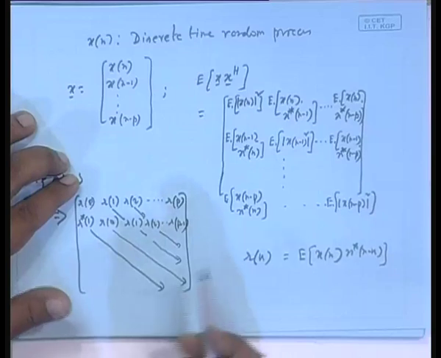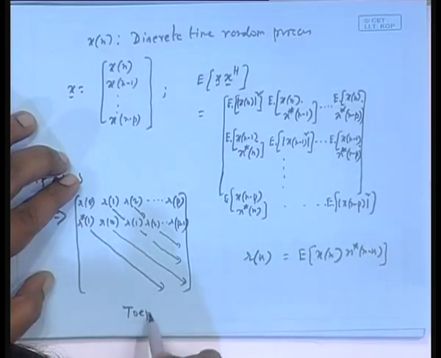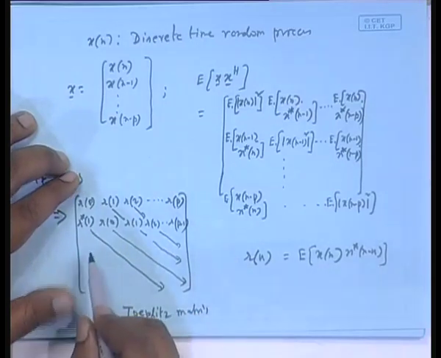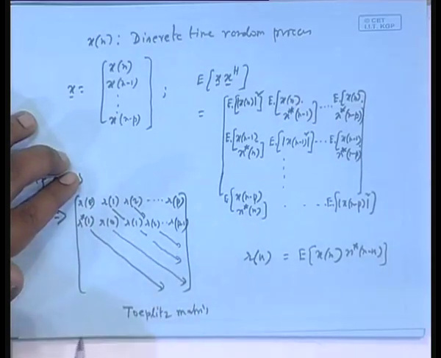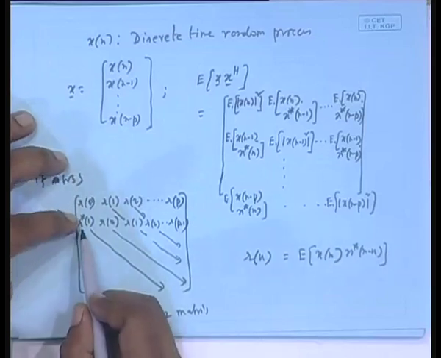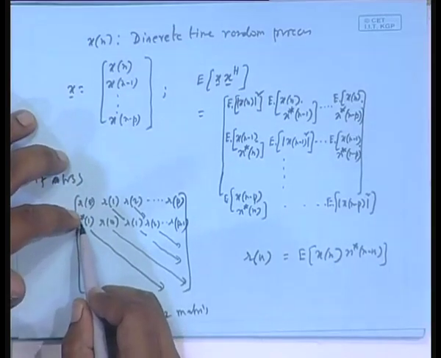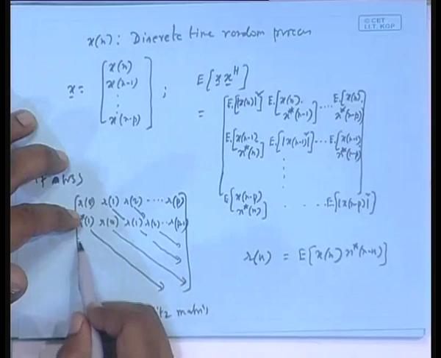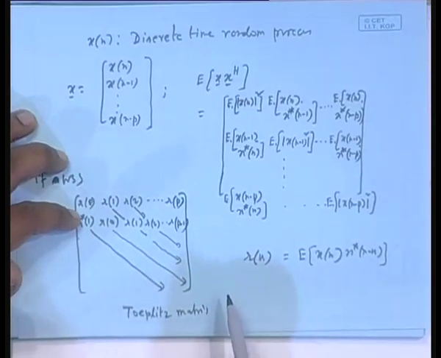This kind of matrix is called a Toeplitz matrix. This is a special case, this is the Hermitian Toeplitz. In the case of Toeplitz, this may not be R star 1, it could be anybody, A. So A. This next one could be B. That is the general Toeplitz matrix.